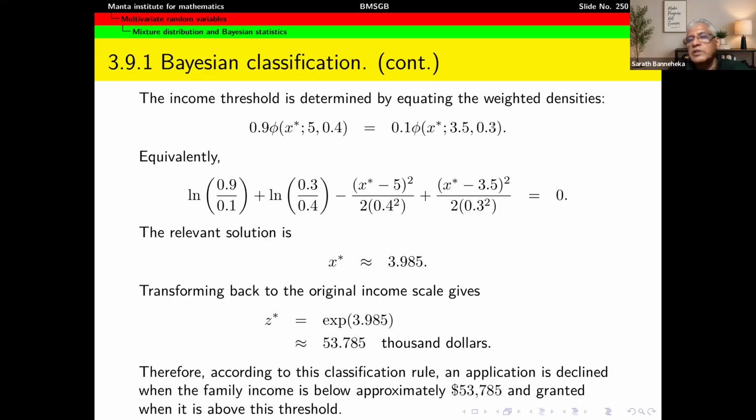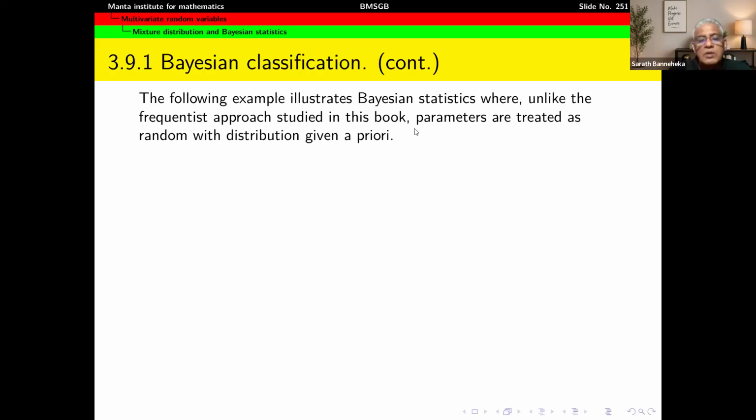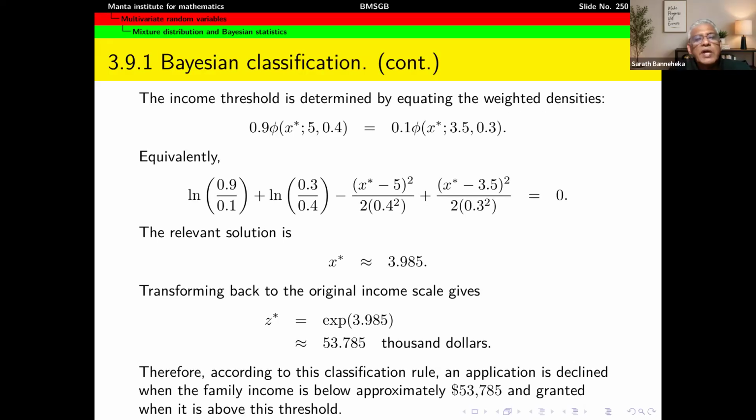So actually what we are looking at is the Bayes probabilities, but again, the term in the denominator is the same. Therefore, finally it becomes this expression. By taking the logarithm, you can obtain this expression. It's now becoming a quadratic equation. So when you solve it, you get x star is equal to 3.985.